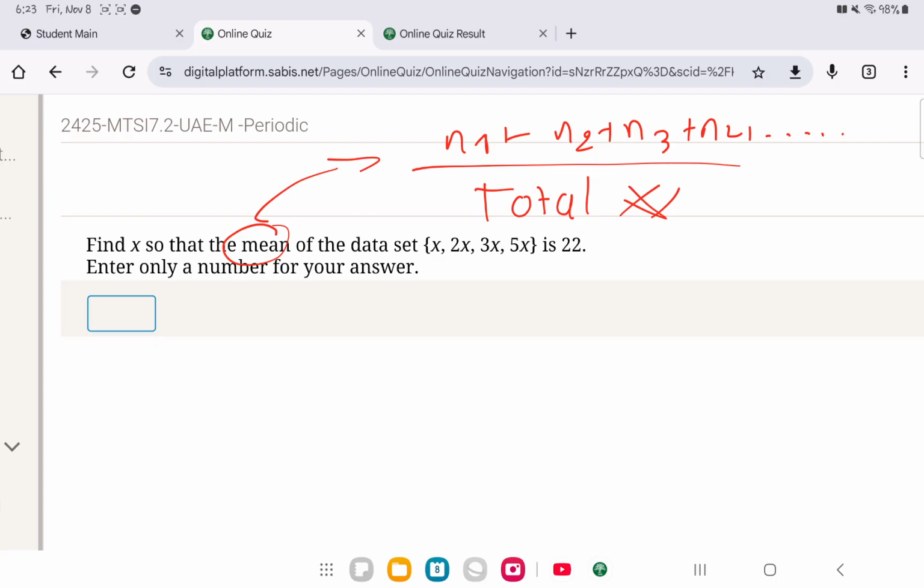Okay, so let's take this as an example. To find the mean, we're going to add everything together. So it's going to be x plus 2x plus 3x plus 5x, which I believe is 11x.